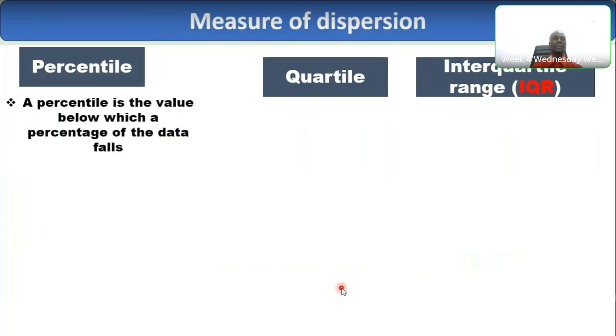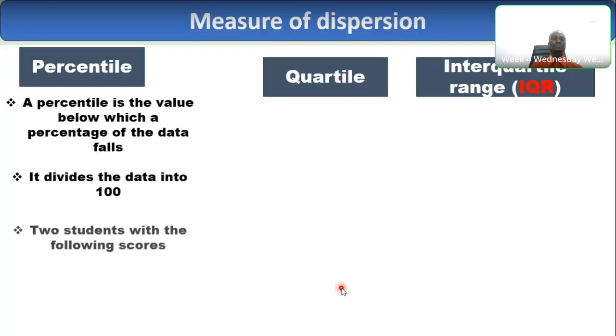Now, you know that when we talk about percentage, we are talking about 100%, isn't it? So a percentile is a way in which we divide our data set into 100 different positions. And the percentile is the value below which a percentage of the data falls. This is a big grammar. Just listen, don't get confused. Now, like I said before, it divides the data into 100. So let me give you an example.